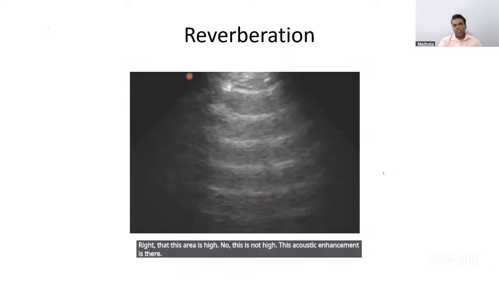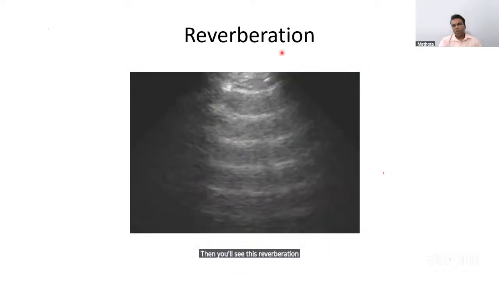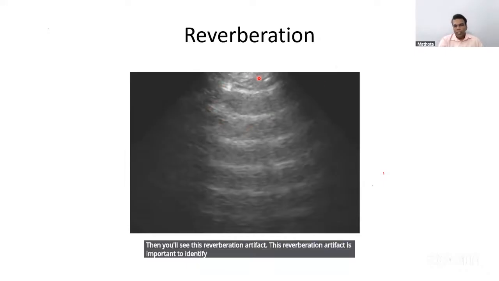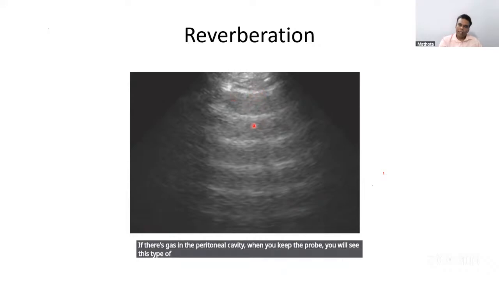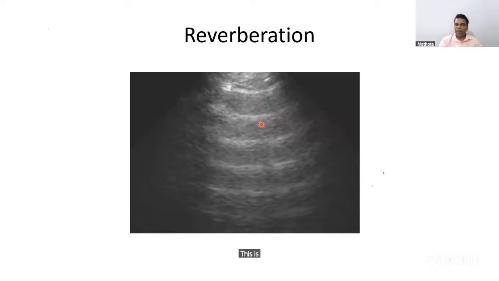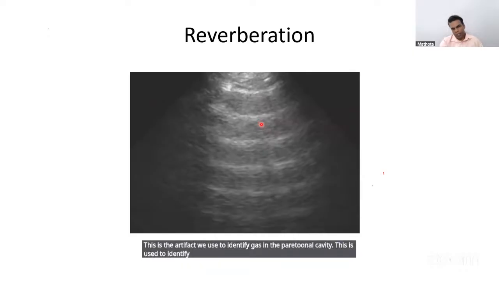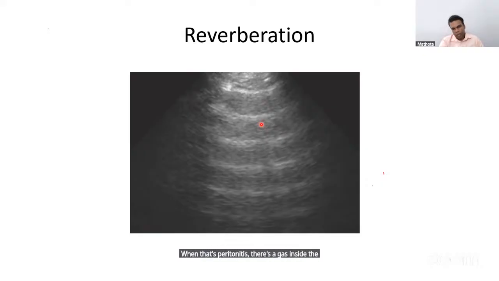Then you will see this reverberation artifact. This reverberation artifact is important to identify gas in the peritoneal cavity. If there's gas in the peritoneal cavity, when you keep the probe, you will see this type of parallel lines. This is the artifact we use to identify gas in the peritoneal cavity. This is used to identify peritonitis. When there's peritonitis, there's gas inside the peritoneal cavity.